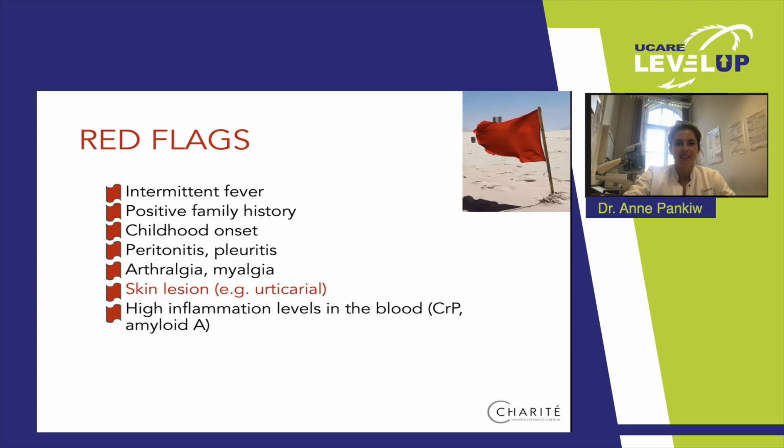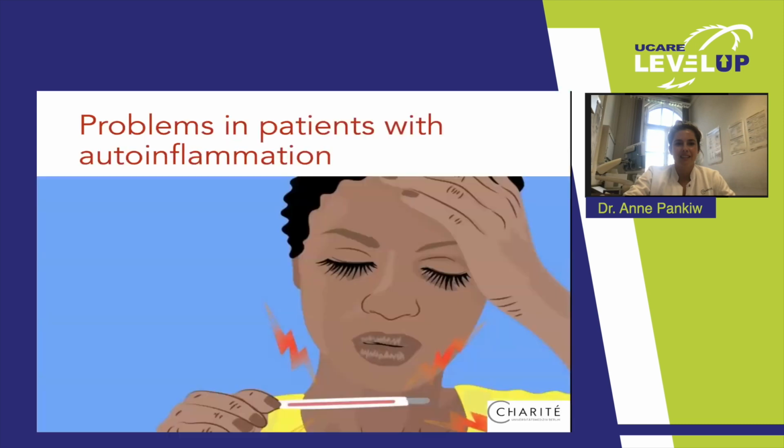So we take CRP and serum amyloid A, which is elevated. First of all, I want to talk about problems in patients with autoinflammatory diseases. Most of the autoinflammatory diseases are very, very rare diseases. So we have the problem that the patients are often diagnosed very, very late. So I'm very happy that I can talk here today about this issue, so that we can work on this problem.